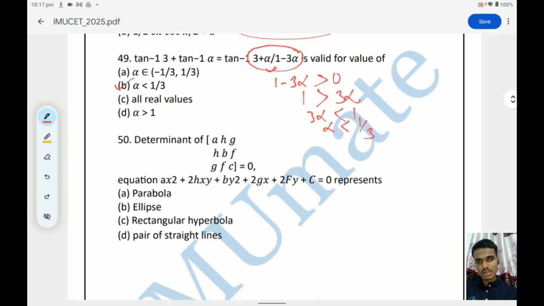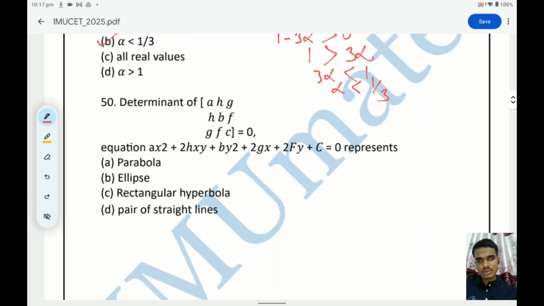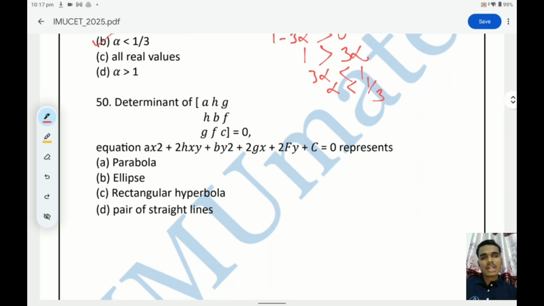Let's go for the last question, question number 50. The determinant is given here, in the form of the equation ax square plus 2hxy plus by square plus 2gx plus 2fy plus c is equal to 0, and we want its representation. What does this represent? This represents a pair of straight lines. Simple. The determinant is given here and this is the equation. If we use it we will get a pair of straight lines.